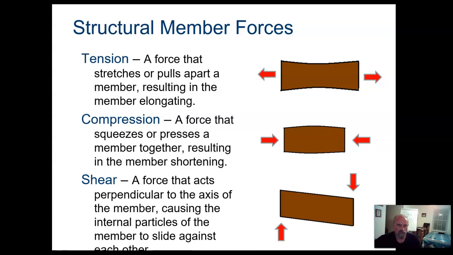Structural member forces. Tension is a force that stretches or pulls apart a member, resulting in the member elongating. Compression is a force that squeezes or presses members together, resulting in the member shortening. Shear is a force that acts perpendicular to the axis of the member, causing the internal particles of the member to slide against each other.